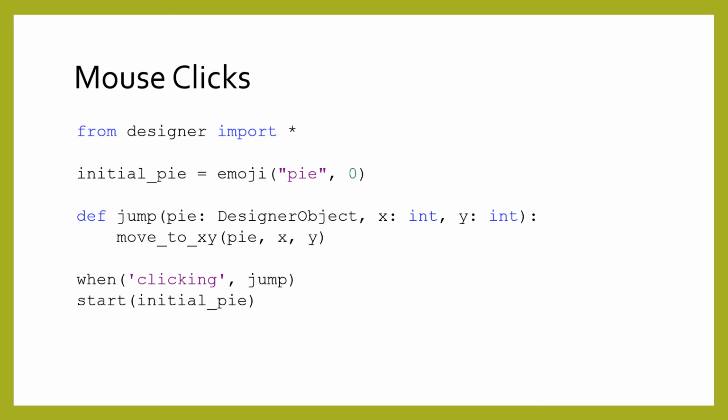This time, our move right is bound to the clicking event, which occurs when a mouse click occurs anywhere on the game window. In addition to the pie parameter representing the current state of the game, we also get two new parameters, the x and y of the mouse. We can use this to reposition the pie on top of the mouse. There are a few other kinds of events in Designer, but these three should be enough to let us make some interesting little games.